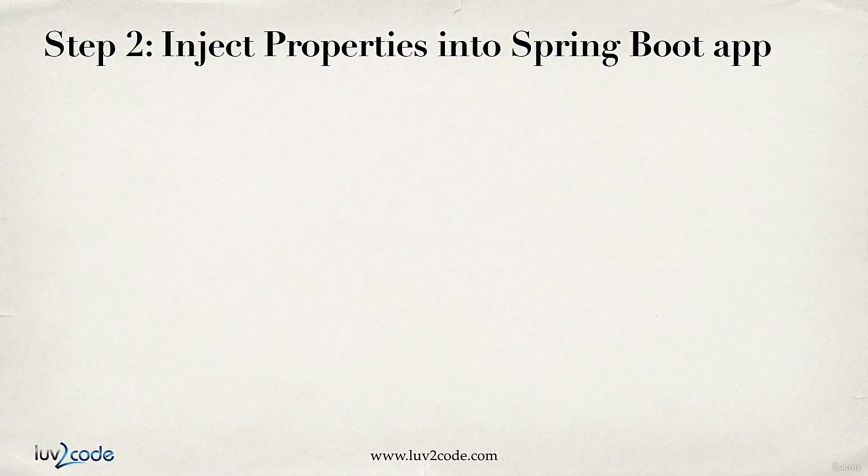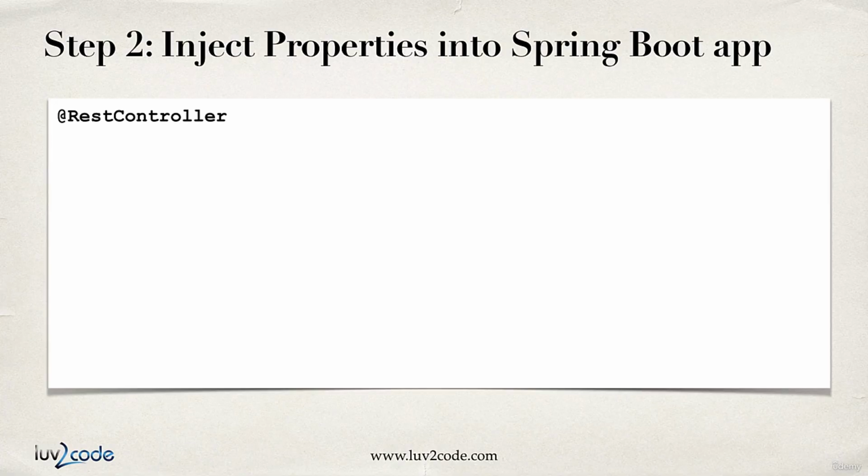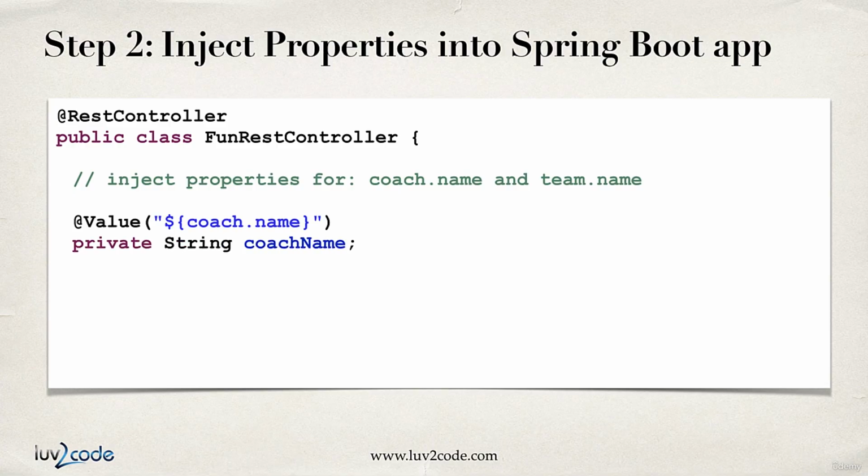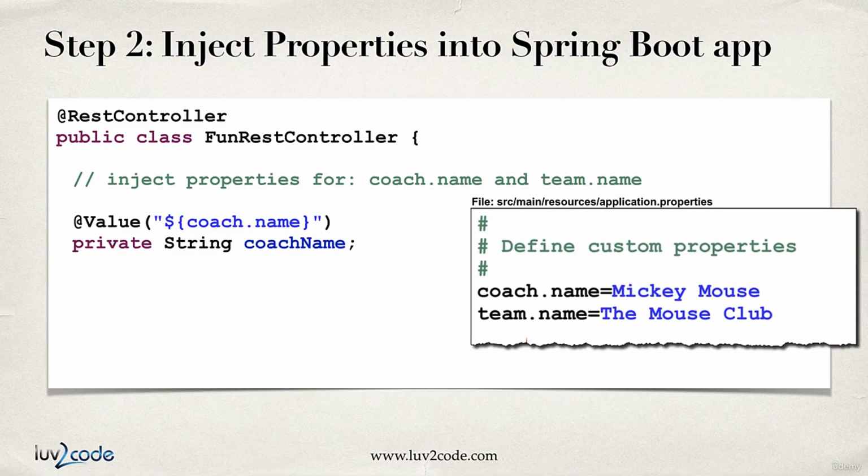All right, so let's look at step two of injecting the properties into our Spring Boot application. We'll make use of that REST controller from the previous videos. So we had our fun REST controller, and we'll inject the properties for coach name and also team name. I'll make use of that @Value annotation, and I'll inject the property coach.name and assign it to this field we have here called coachName. Remember, this is injected from the properties file, application.properties. It'll get that property name, take that value, and inject it here for this given field.